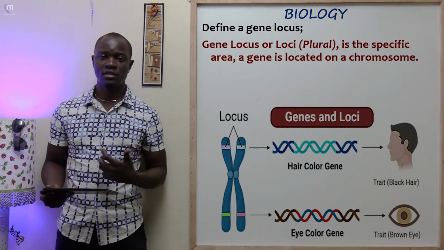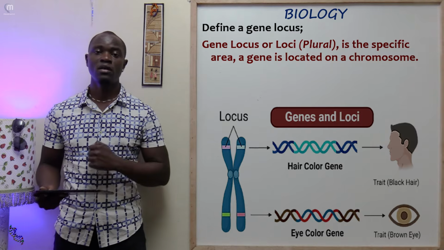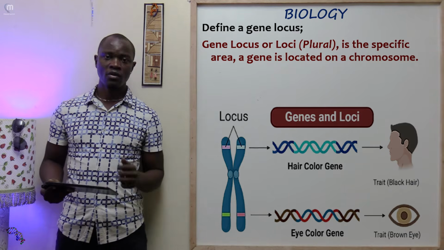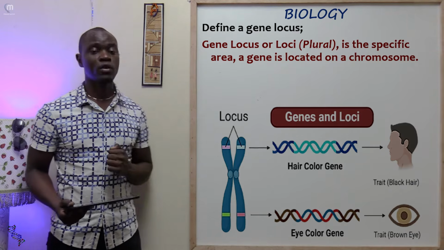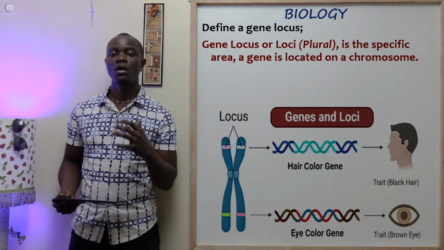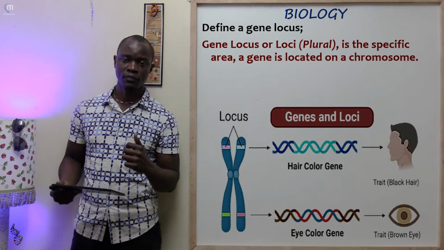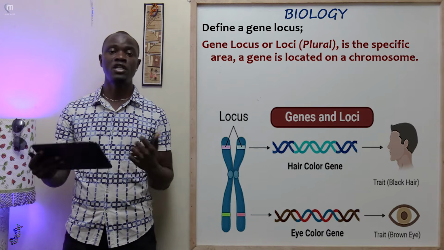So this question is asking, what is a gene locus? If you have been asked what is a gene locus, what are you going to say? As you can see in this diagram, I've tried to highlight it. A gene locus, remember, is the specific location whereby a gene can be located on a chromosome. That is the definition of a gene locus.